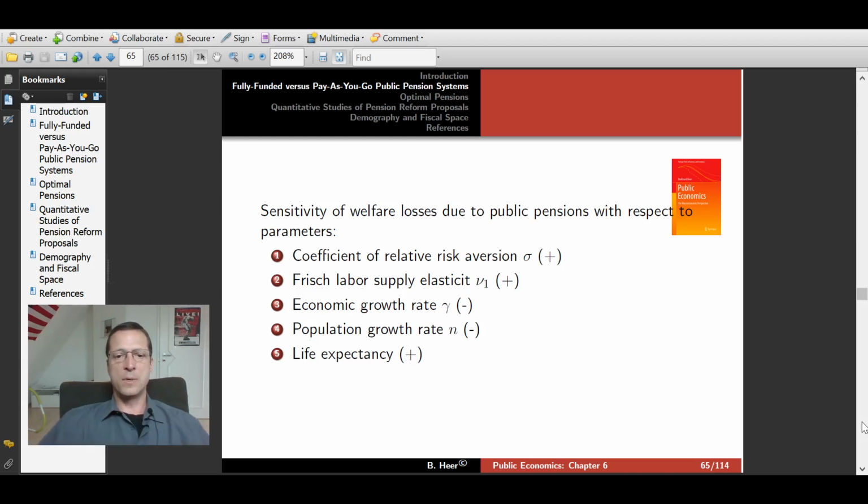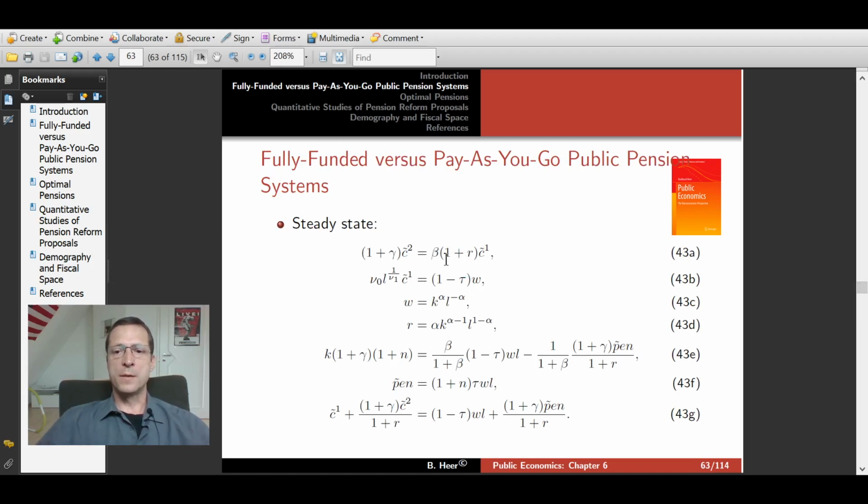In the problem 6.1, I ask you to compute the sensitivity with respect to the intertemporal elasticity of substitution of our results, or equally with regard to the coefficient of relative risk aversion, sigma. There you found that with higher risk aversion, our welfare losses go up. So here in our model, looking at the Euler condition 43a, we have assumed log utility. So therefore, we effectively have imposed a relative risk aversion coefficient equal to 1.